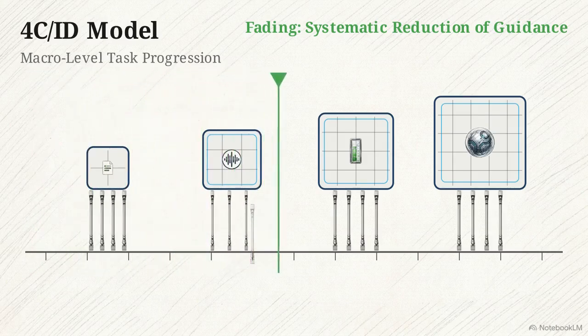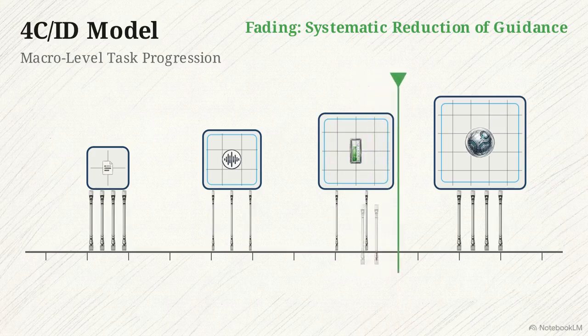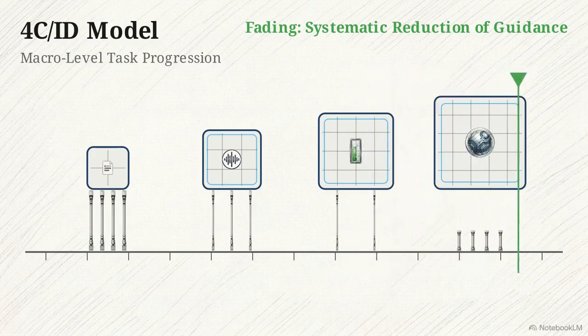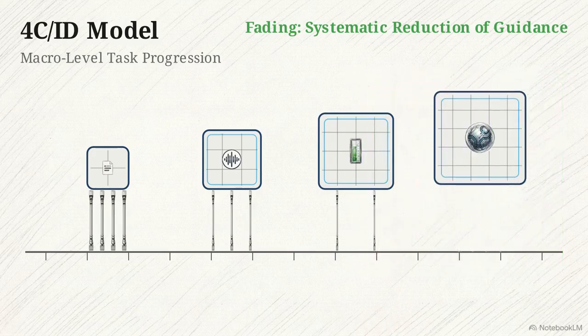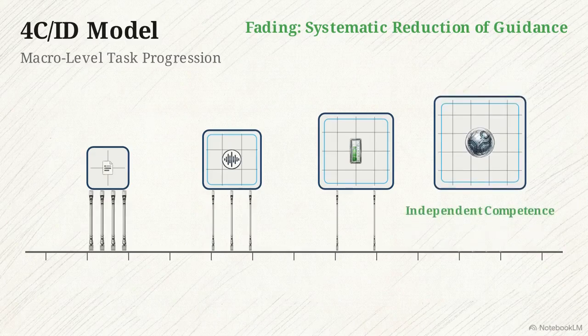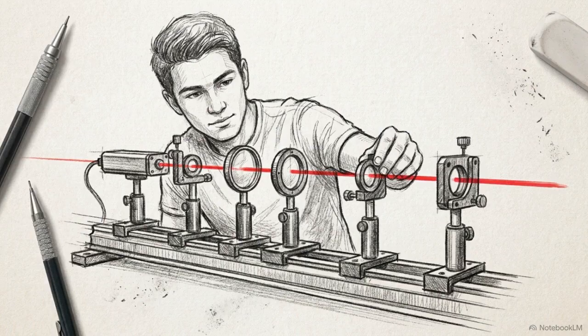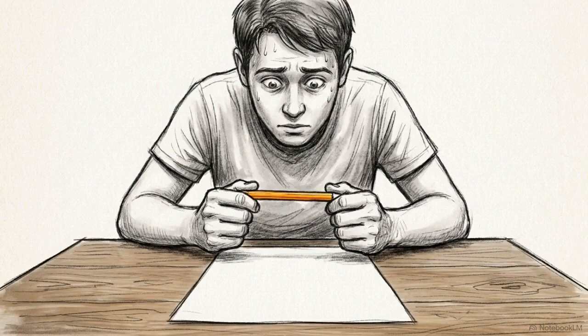The most critical mechanism within the 4CID model is fading. Fading is the systematic reduction of guidance, procedural prompts, and supports as the student's competence grows. Implementing 4CID fading in higher education yields stable, measurable improvements in transferring knowledge to novel problems.